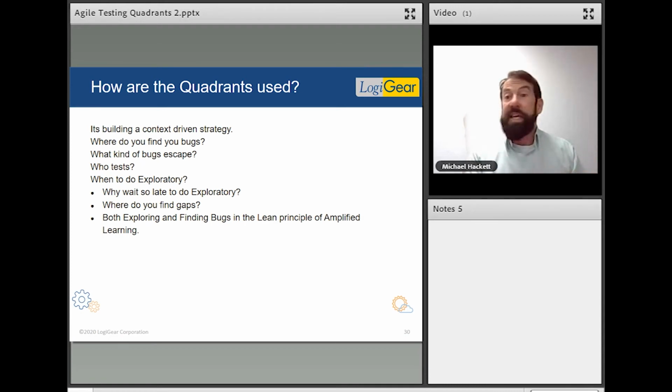So they do security testing in every quadrant. They do security testing in quadrant 1, quadrant 2, quadrant 3, and quadrant 4. How is security testing going to fit into your Agile testing strategy? And then something like accessibility testing.